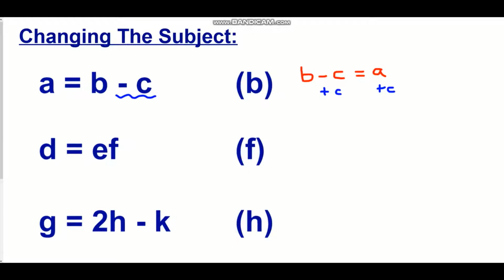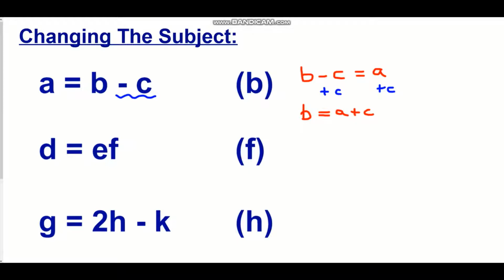So my final answer is going to be B equals, that's what we want. We've got B as the subject because it's all on its own. It is what that equation is now trying to figure out. And on the right hand side, we've got A plus C. And that is changing the subject.